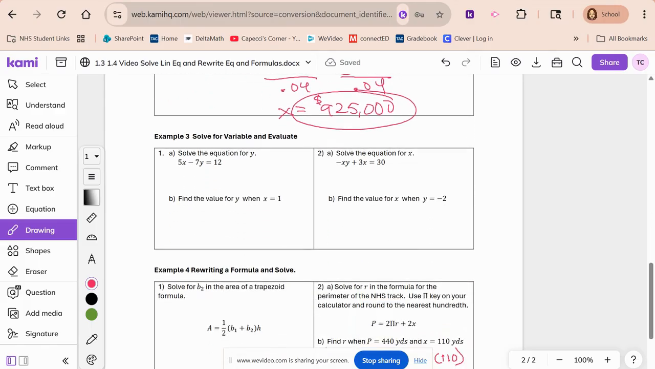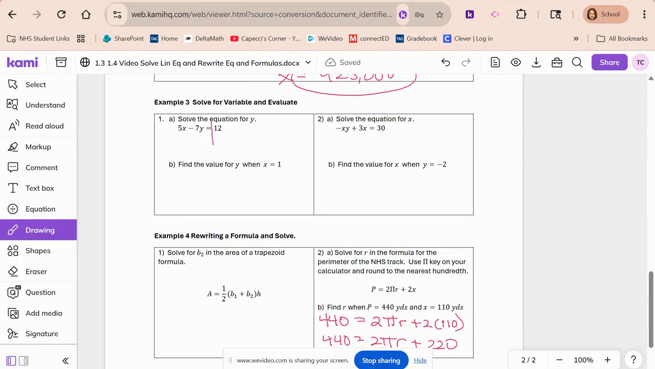Okay, the next thing we're going to do is work on solving for variables, and then we're going to try to evaluate that. So in this particular problem, it says we're solving for y. That means we're going to try to get y by itself. Again, there's my wall. I'm going to bring my 5x to the other side. I'm going to zero that out. So I have negative 7y is equal to negative 5x plus 12. Now I'm going to divide everything by negative 7. So I don't really have a lot of room, but in the end I have y is equal to 5x plus 12 all over negative 7.